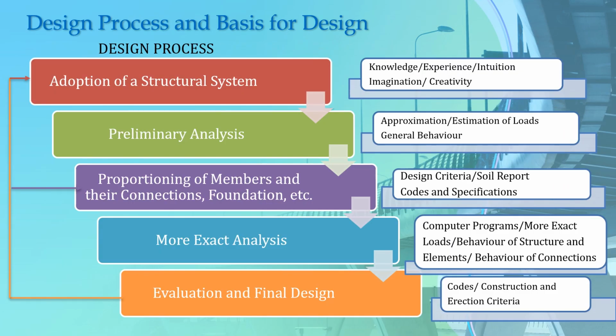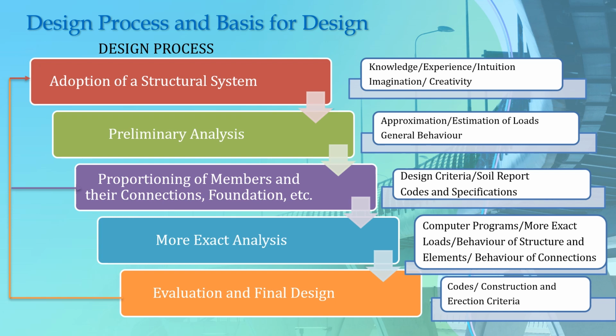So here I have presented a rather simple chart that depicts the design process of any reinforced concrete structure. There are 5 main steps as you can see in the chart, and the first step is the adoption of a structural system. Structural system means what types of structural elements do you want to build so that the loads coming onto that structure are resisted by that system.